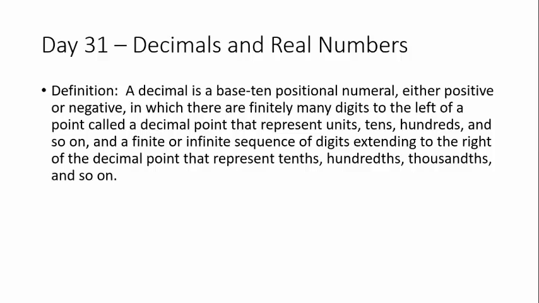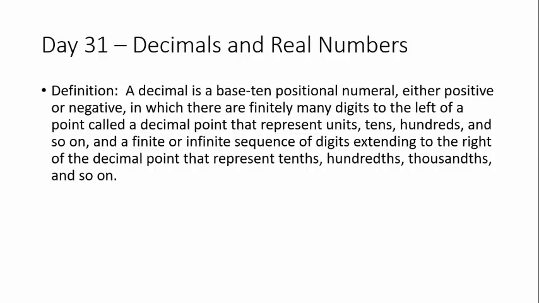First, we're going to begin with a definition. Let's read this together. A decimal is a base 10 positional numeral, either positive or negative, in which there are finitely many digits to the left of a point called a decimal point that represents units, tens, hundreds, and so on, and a finite or infinite sequence of digits extending to the right of the decimal point that represent tenths, hundredths, thousandths, and so on.